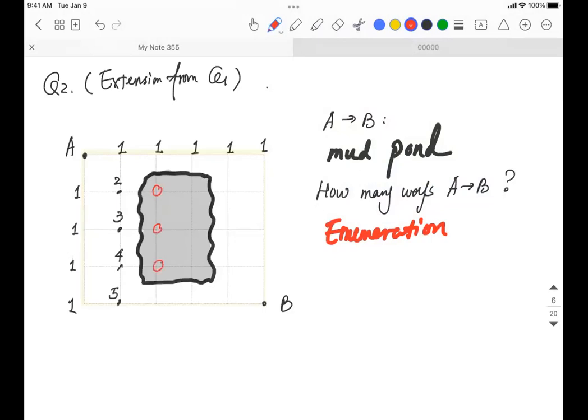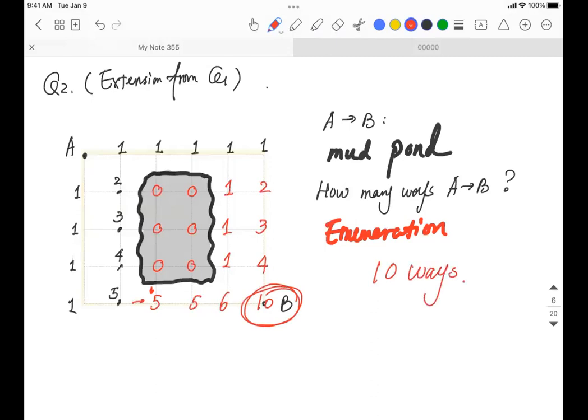0, 0. So this is going to be 5 plus 0, which gives you 5. Does it make sense? Same thing, 0, 0, 0. 5 plus 0 gives you 5. Now you just continue to do whatever you have to do. 1, 1, 1, 6, 2, 3, 4, 10. Voila. So how many ways do you go to point B? 10 ways. You see? Very understandable, right?